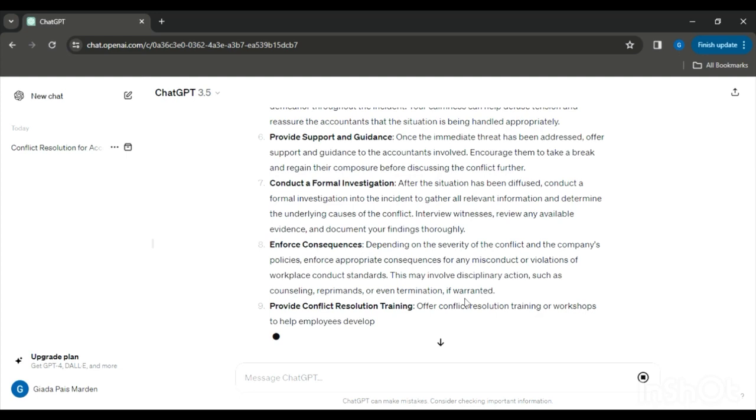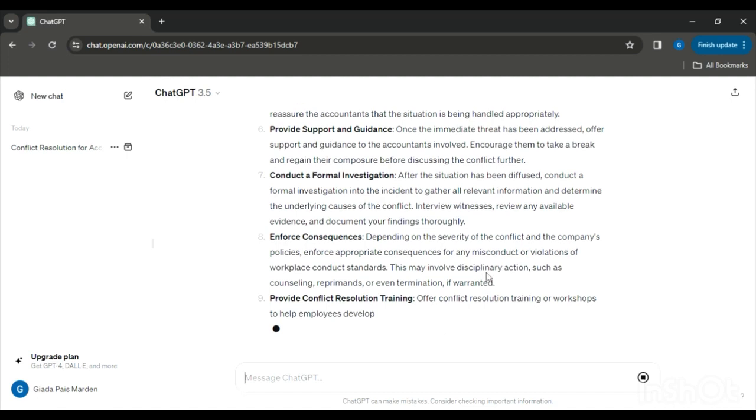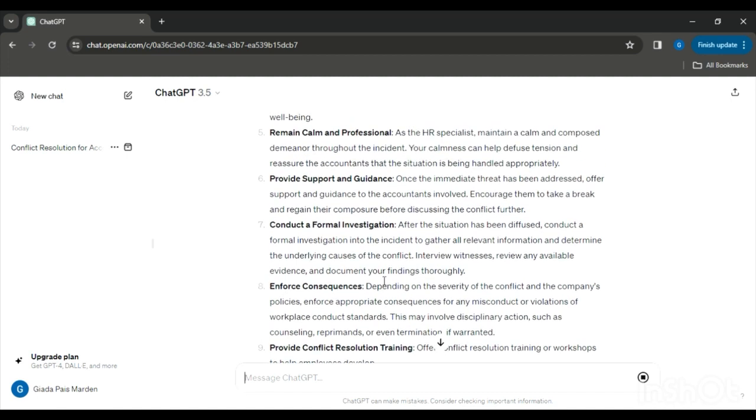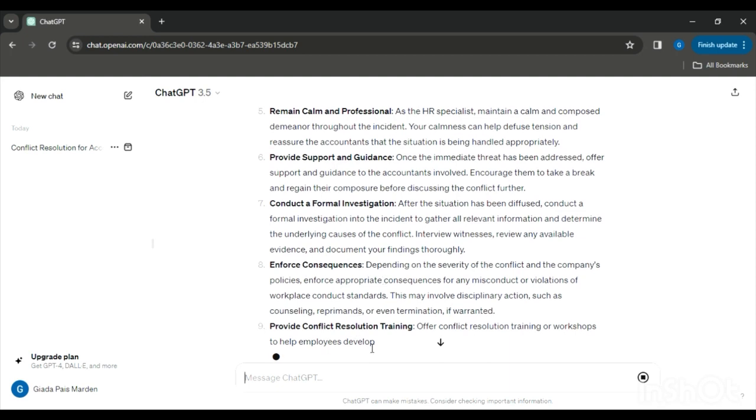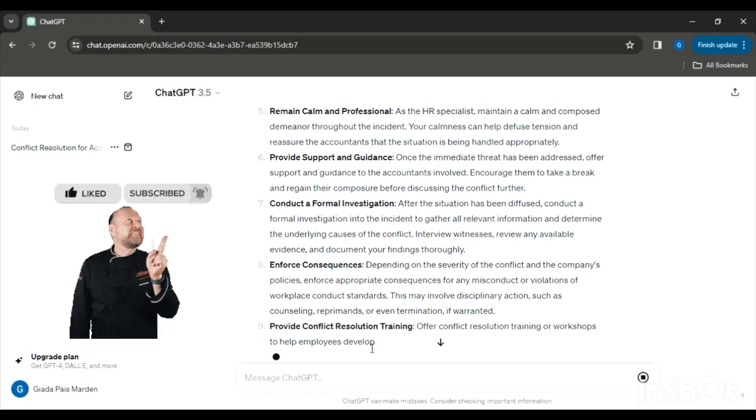And ChatGPT tells you that depending on the severity of the conflict and the company's policies, you should enforce an appropriate consequence for any misconduct or violations of the conduct standards of your workplace. And then you provide conflict resolution training. So I hope that with these tips, you'll be able to solve future issues at your company or at least manage it the best way possible.